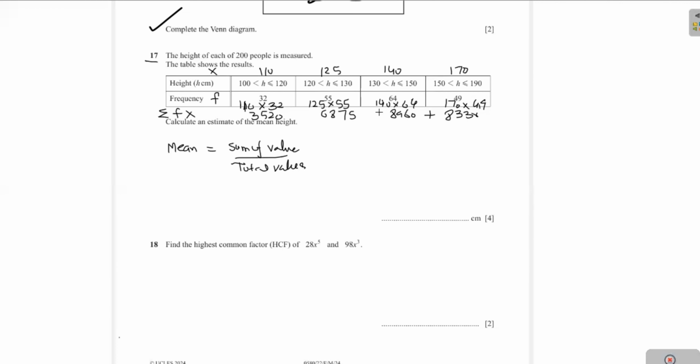8330. To get the sum of values, we add all these values, and the summation of this will be equal to 27,685. The total number of values here are 200 people. Therefore, the sum of frequency will be equal to 200. And we divide this 27,685 by 200. We get 138.425 is the mean height. And this is the answer.